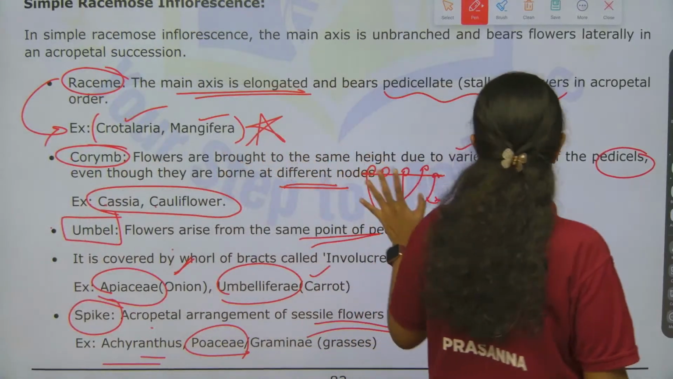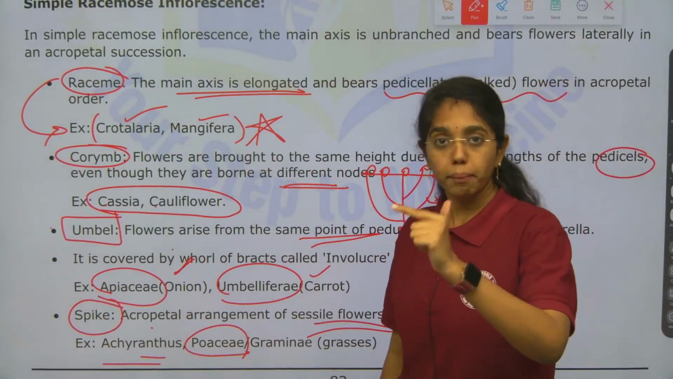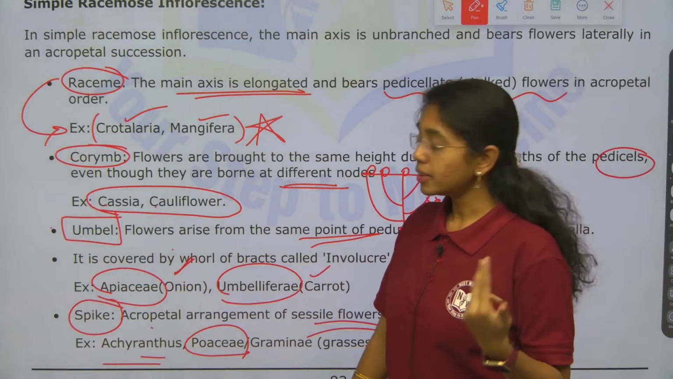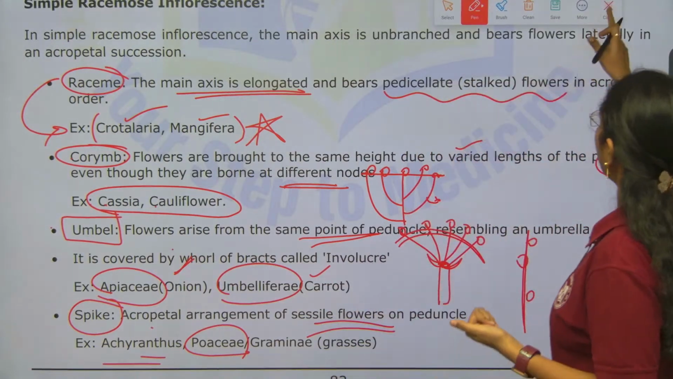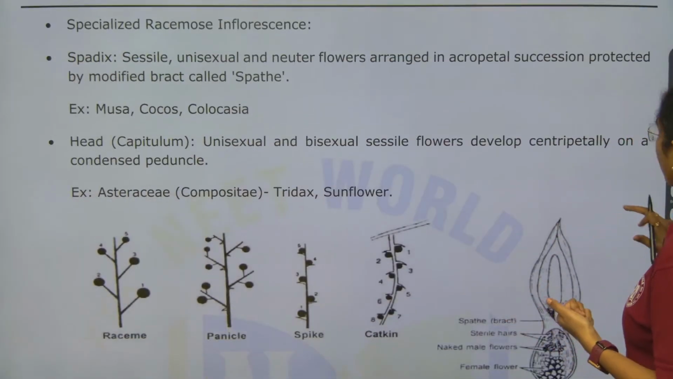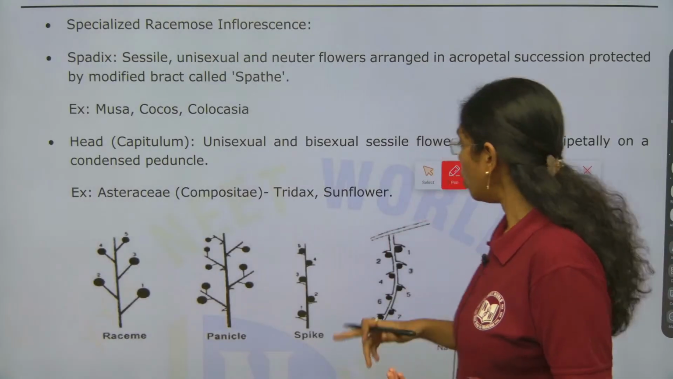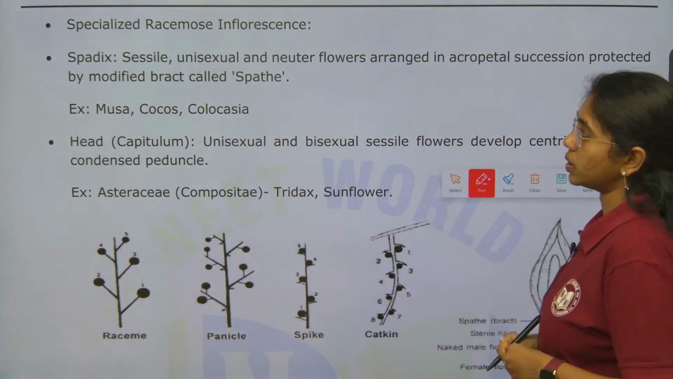So, these are the types of what, beta? Simple racemose inflorescence. First is what? Simple raceme, next corymb, and then umbel, and then spike. These are the types of simple racemose inflorescence. And next here you can see specialized racemose inflorescence, after which we will go through compound racemose inflorescence.